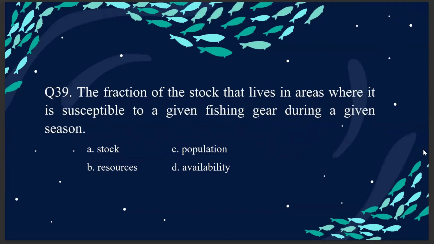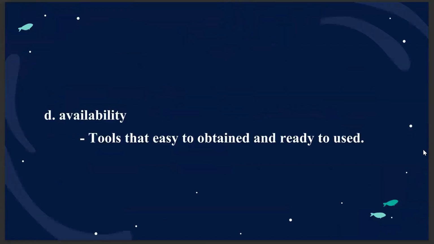Question number 39. The fraction of the stock that is in an area where it is susceptible to a given fishing gear. A. Stock, B. Resources, C. Population, or D. Availability. The answer is D. Availability. Tools that are easy to obtain and ready to use.